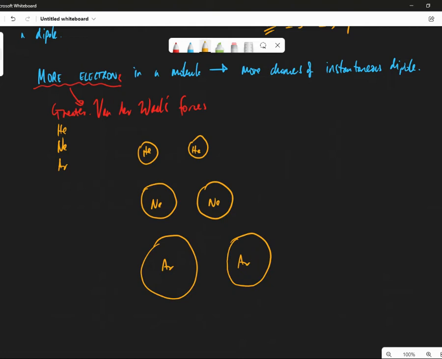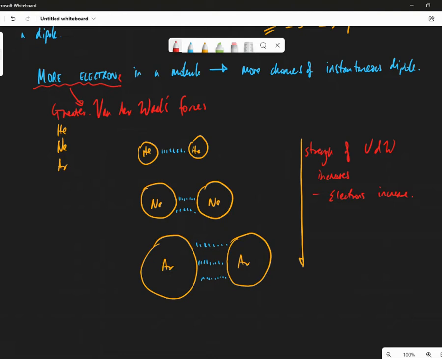Right. So the van der Waals between helium atoms, the van der Waals between neon atoms, and the van der Waals between argon atoms, it's the same type of force, but as you go down, the strength of the van der Waals increases. Why? Because the number of electrons increases. Does that make sense? Because there are more electrons, there are more chances of forming these interactions.